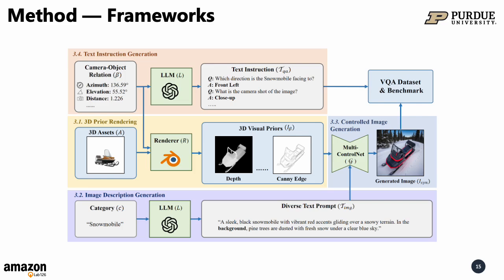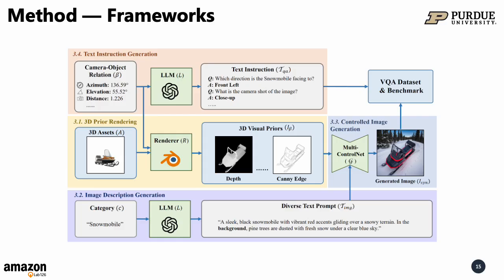Our framework has four components. First, 3D visual prior rendering. Starting from 3D assets, we import them into Blender and pose them across various camera object relations. We render multiple visual priors, depth maps, Canny edges, normal maps, and use them as conditions for multiple ControlNets in the stable diffusion pipeline.